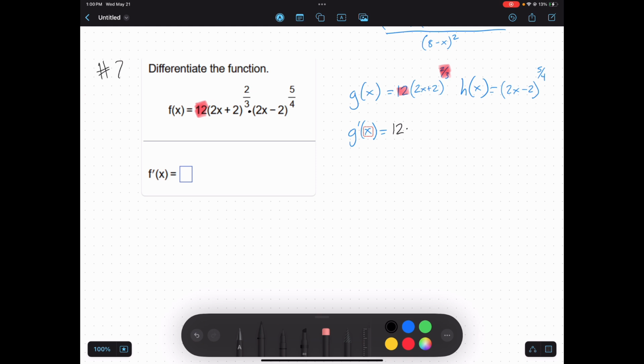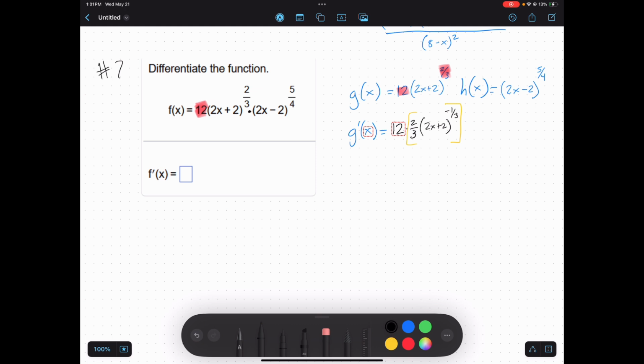So I get 12 times my power. I'm going to keep the inside function the same and then subtract 1 from the exponent. So I get negative 1/3. Well, that's just the derivative of the outside function. Everybody, hopefully we see that, right? So that's me taking the derivative of the outside function. The 12 was there because of that constant multiple.